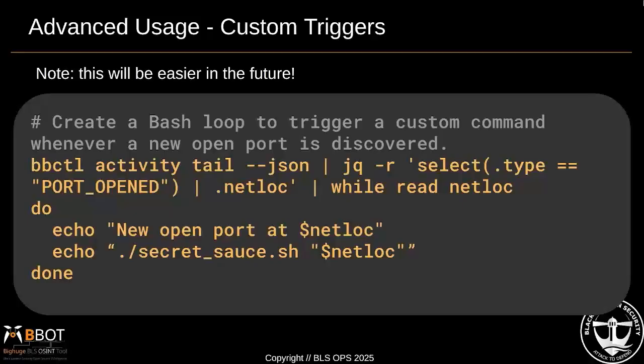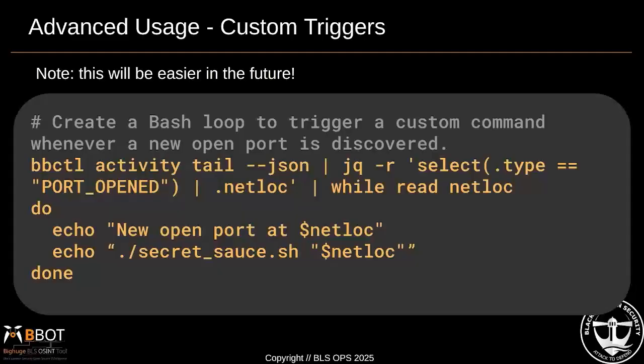Okay, so custom triggers. This is what I was talking about before, where you can pair the activity tailing feature with a custom bash loop. I think in the future we'll have an easier way to do this, where maybe you can add custom functions that trigger on certain things within BBOT server. But this is a way you can do it, where you're listening for that stream of changes, and then as they come in, selecting certain ones and executing an action when that change happens.